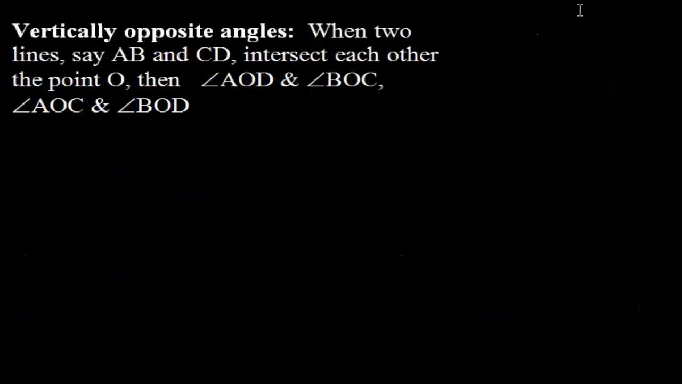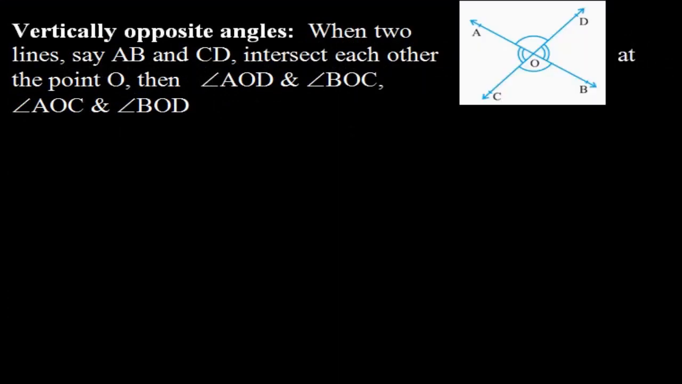Now, vertically opposite angles. When two lines, let us take two lines as AB and CD, are intersecting each other at point O. These two lines AB and CD are intersecting at a point O.